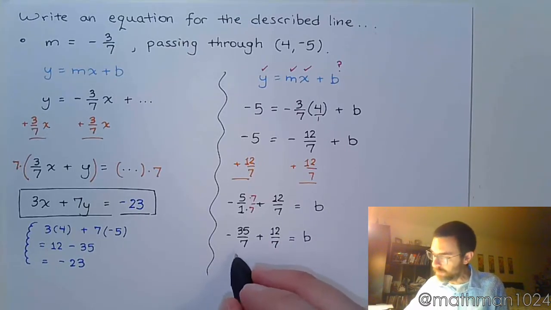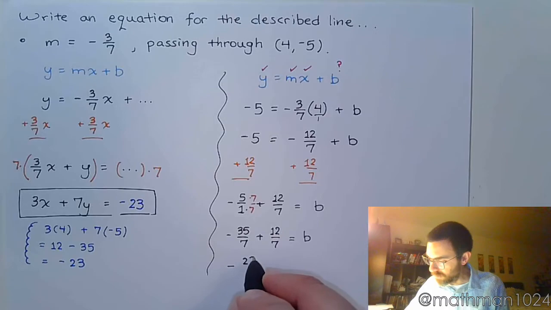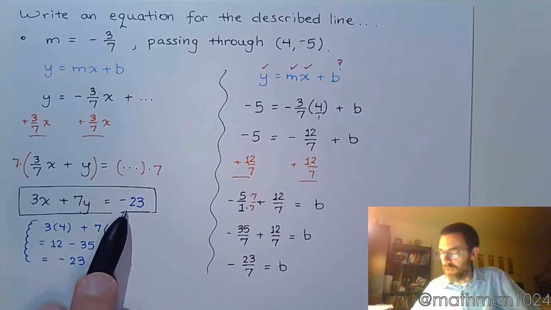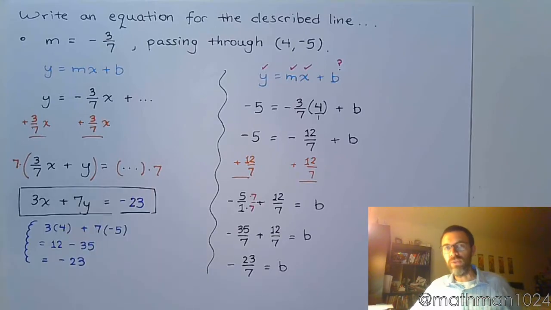Combine these guys, and we get negative 23 over 7. Does that look familiar at all? Here's negative 23, and here's the 7. So these guys are very closely tied to each other.